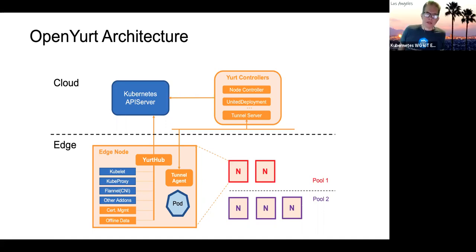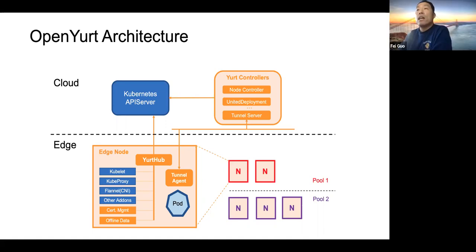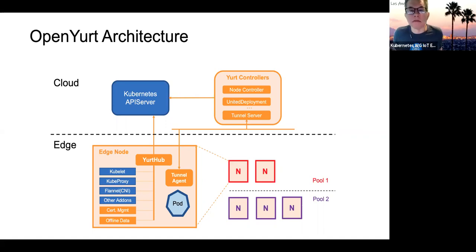I see in your diagram that Flannel is specifically called out as the CNI. Is that a requirement, or can you use other CNIs? No, this is just an example of a CNI. Pretty much any CNI needs to talk with the API server anyway, so anything that talks with the API server, we can support talking to YurtHub instead of the API server. So we can support other plugins, not just Flannel, for sure. Okay.